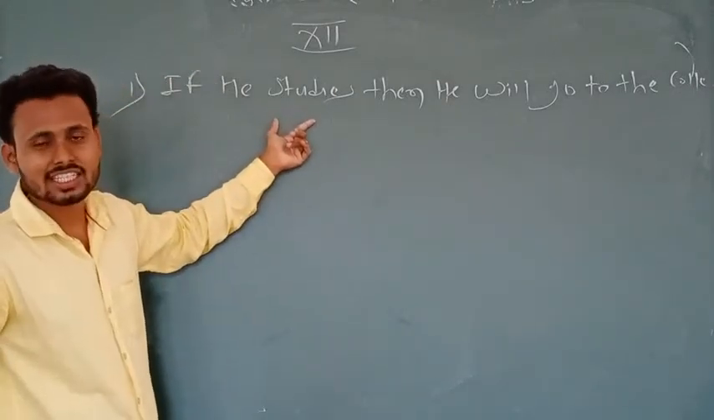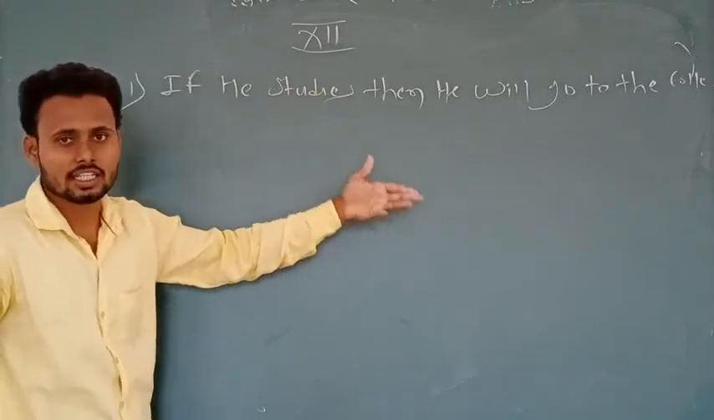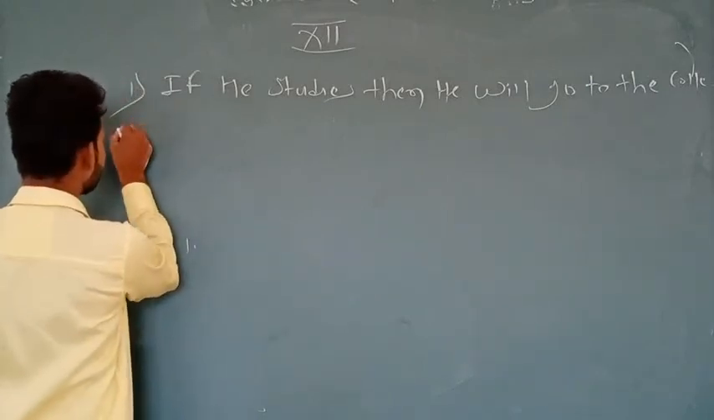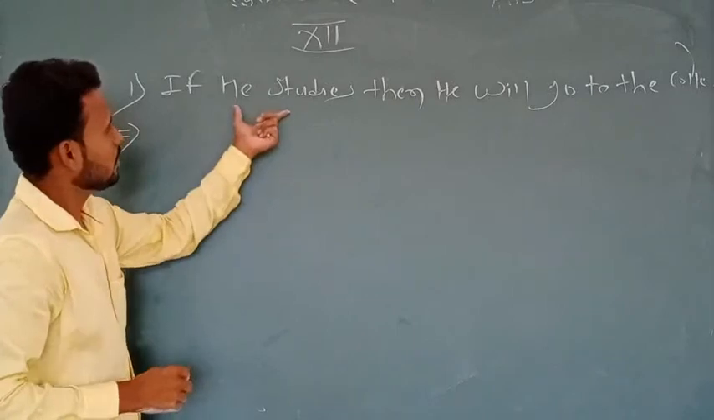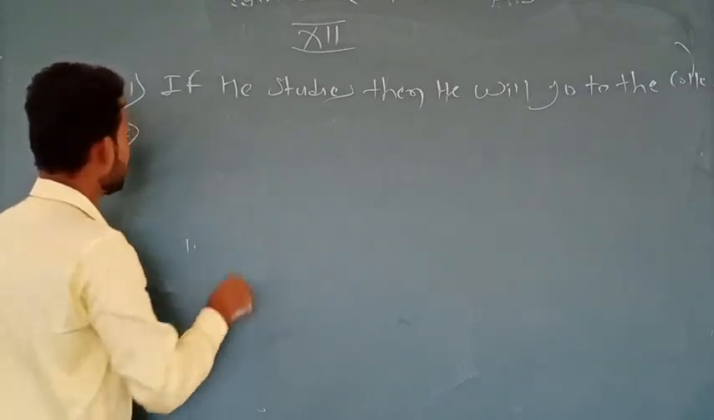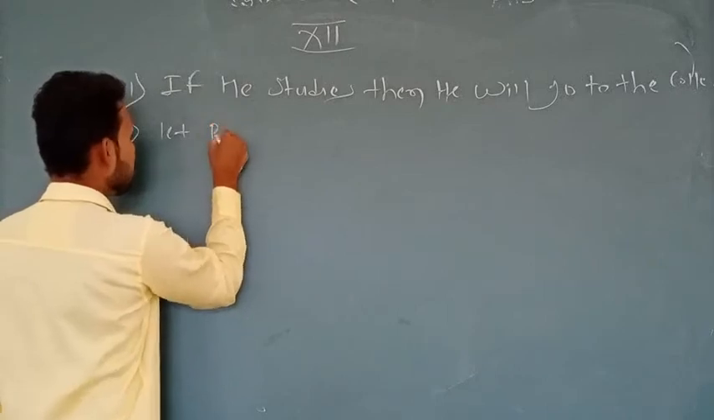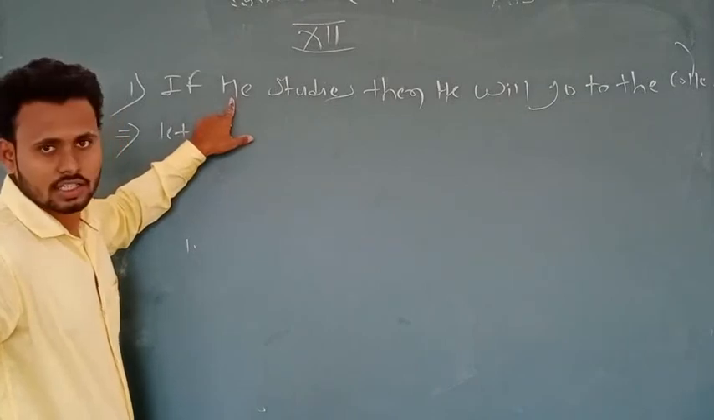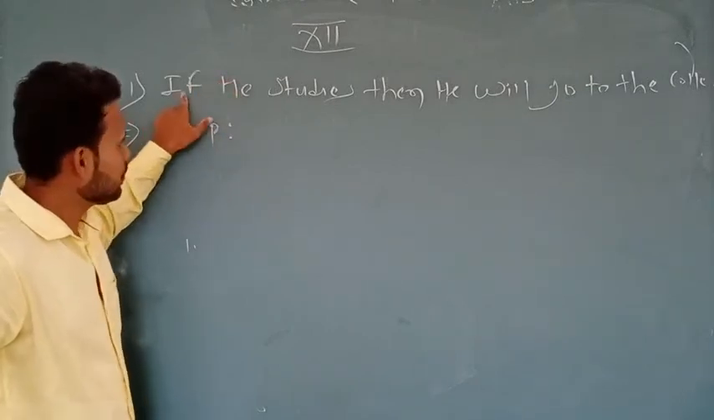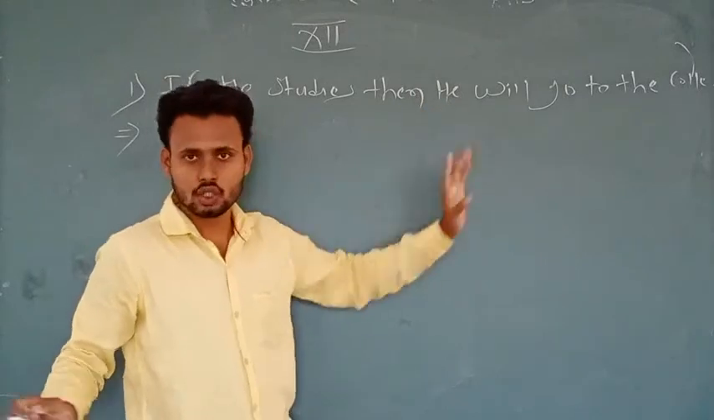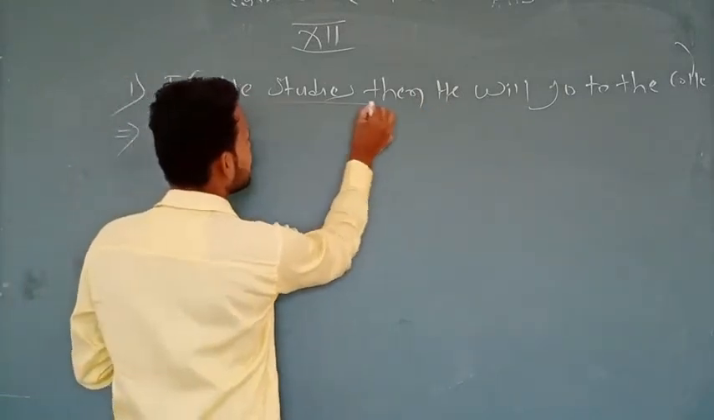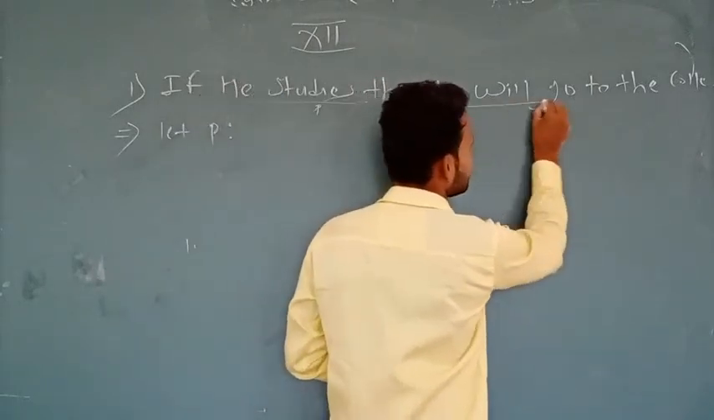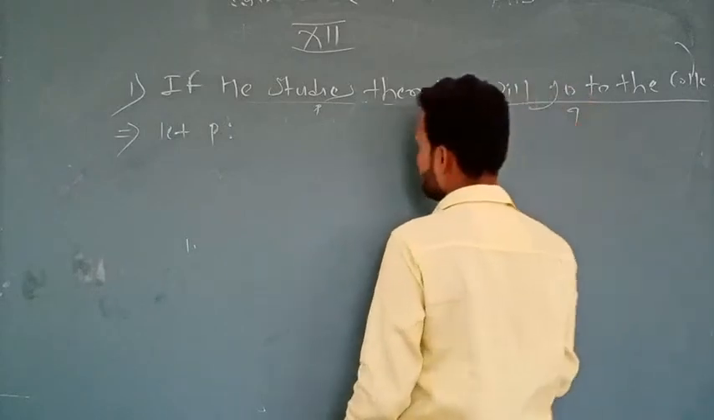First we have to write its symbolic form, and then we will write its converse, inverse and contrapositive. Therefore in the solution, first let the P statement and Q statement, two statements. Let P denote he studies. We want two simple statements. If P then Q: this statement denotes P, and this statement denotes Q. Means we get two simple statements.